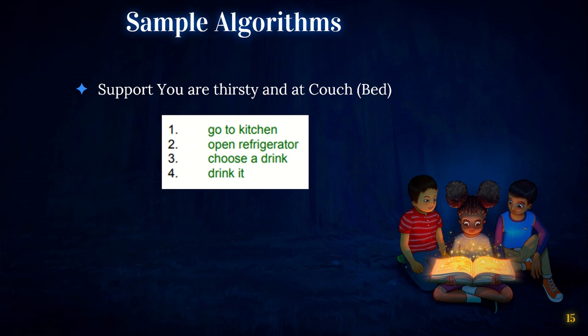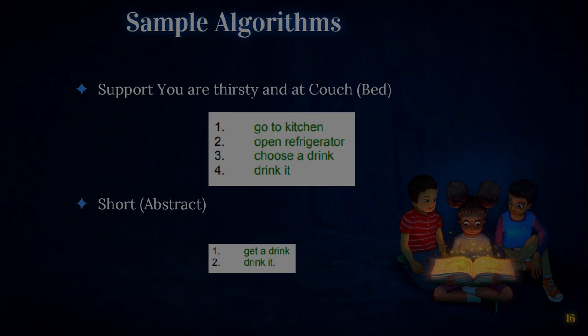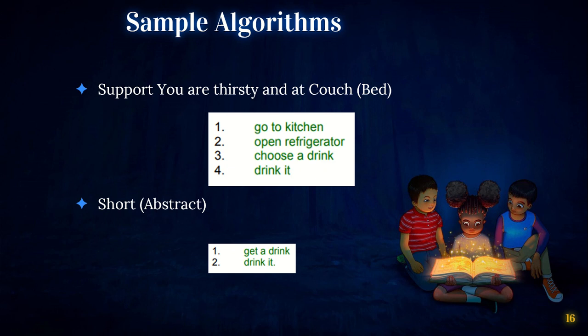Okay, now we will see, suppose you are quite thirsty and you are in bed. What will you do, how will you write the algorithm? Go to the kitchen, open the refrigerator, choose a drink and drink it. This is the algorithm for solving the thirsty issue. This is quite general, and in short form you can also rewrite it: get a drink and drink it. That's it. If you want, you can remove the unnecessary steps also.